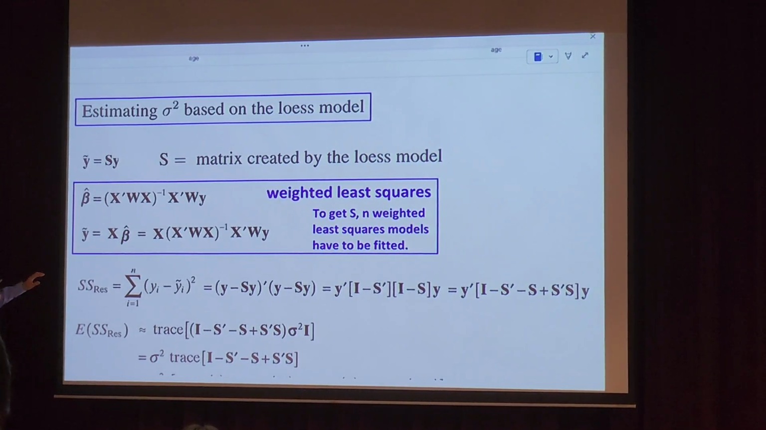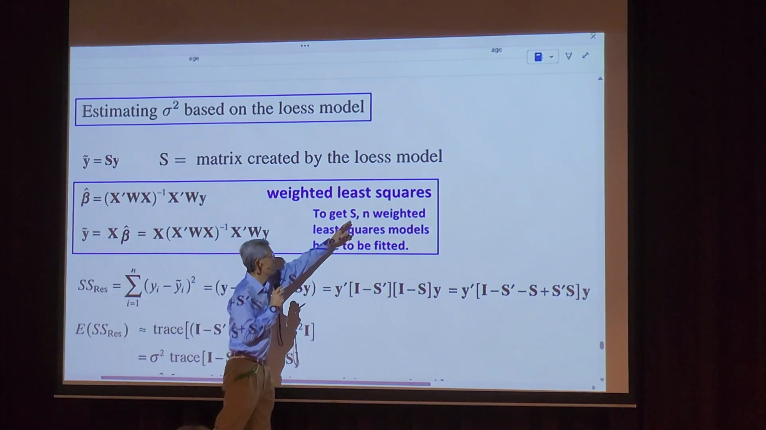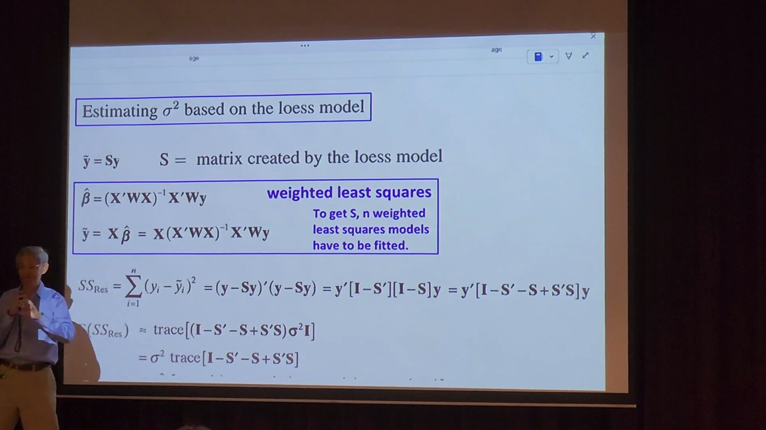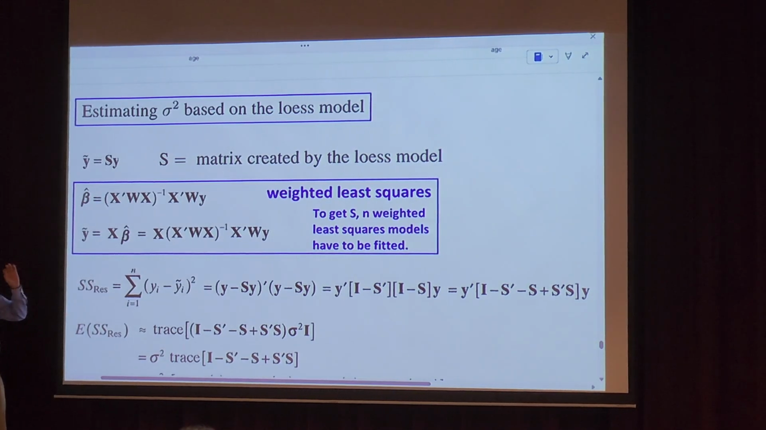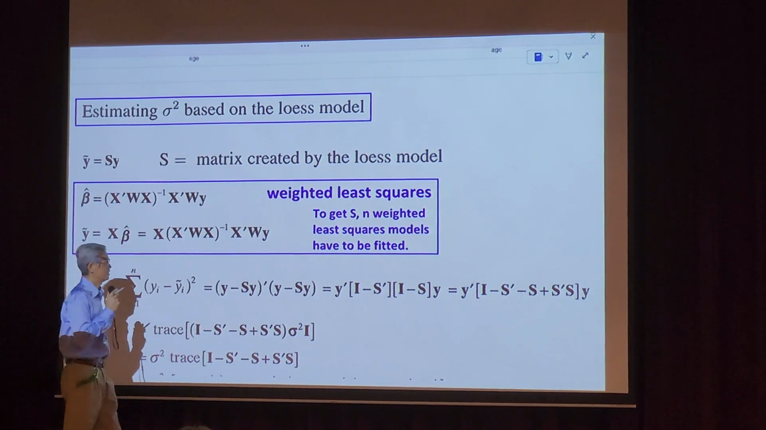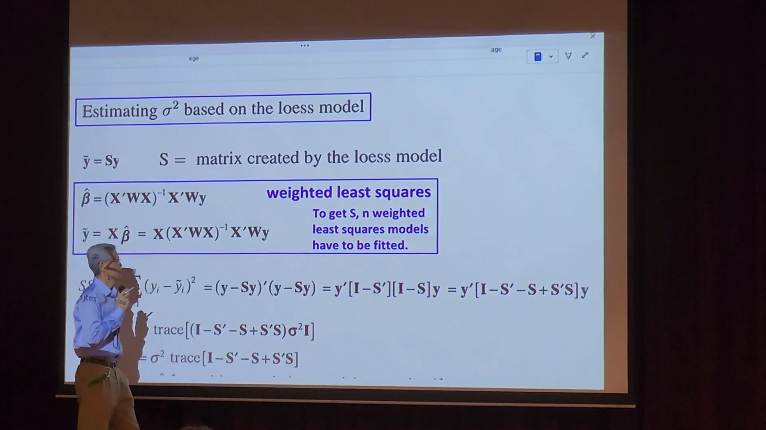So how do we get this S matrix? To get this S matrix, you need to fit n weighted least square regression models. Because you need to fit a model to get a particular yi. So if you have n responses, then you need to fit n weighted least square regression models.